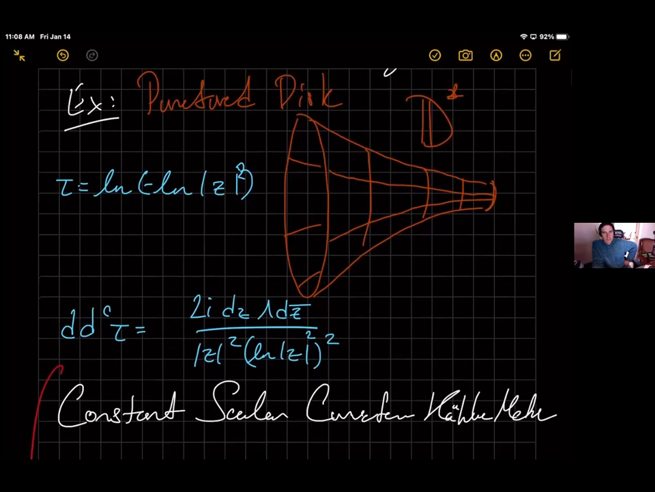So if we take the standard coordinate z on the disk, and then we take log of minus log of the norm squared of z, then this gives us a log polar coordinate that we can use. And then if you take the complex Hessian of that, you arrive at what we typically call the standard cusp metric on the punctured disk.